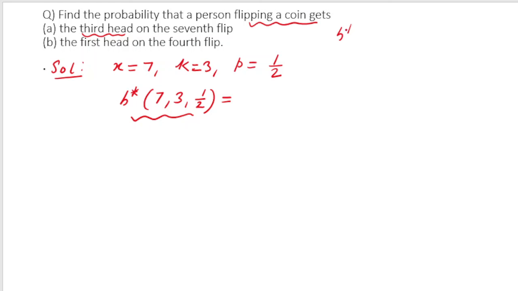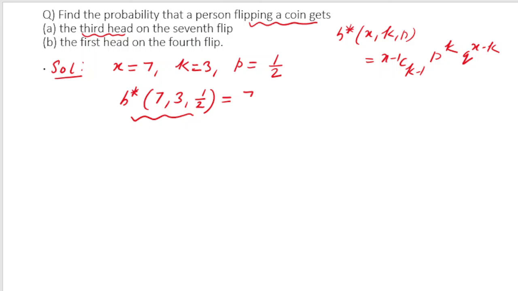I write it again for your convenience. b star (x; k, p) was (x minus 1) c (k minus 1) times p to the power k and q to the power x minus k. Yes, ladies and gentlemen. So here it will be what?